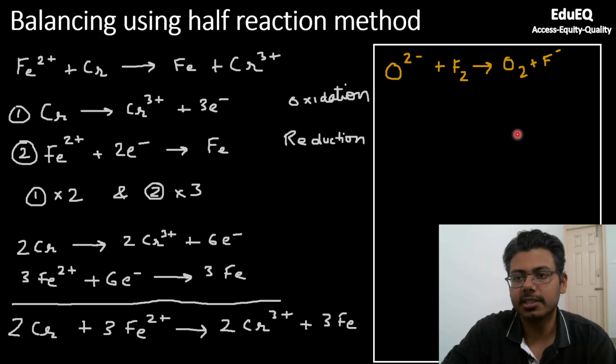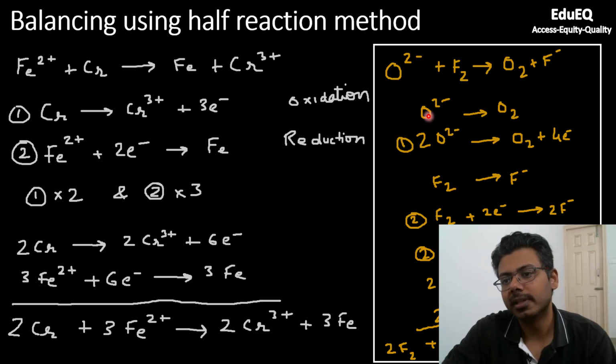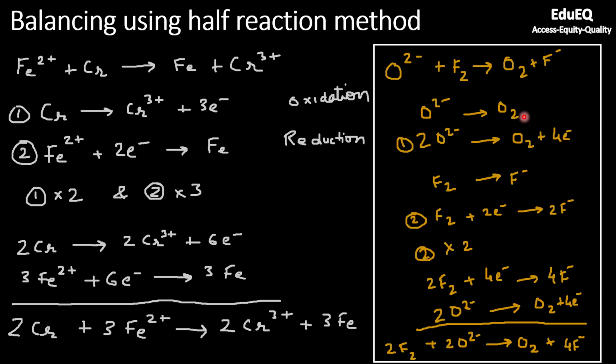Now coming to another example, this we have seen in the last slide also. Same example we had balanced using inspection method. Now same we will try to balance using half reaction method. So you split the reaction. I am not showing all the steps. You split the reactions. So O2 2 minus is changing to O2. First you balance oxygen. When you balance oxygen, you have to multiply here by 2. And then when you do that, charge here becomes minus 4. And to get charge neutrality on left hand side and right hand side, you have to add here 4 electrons.